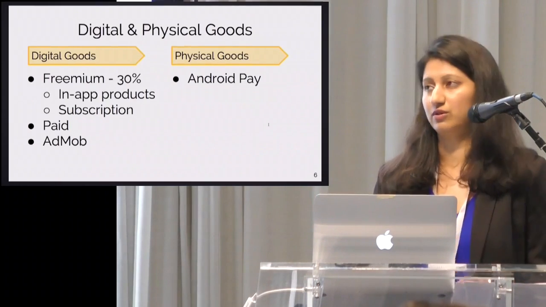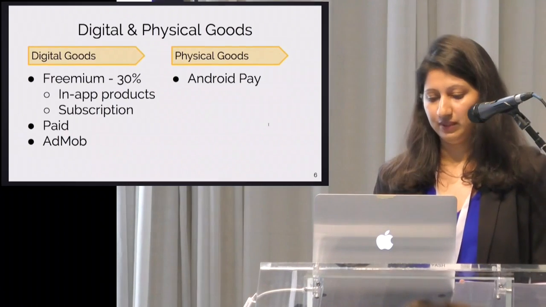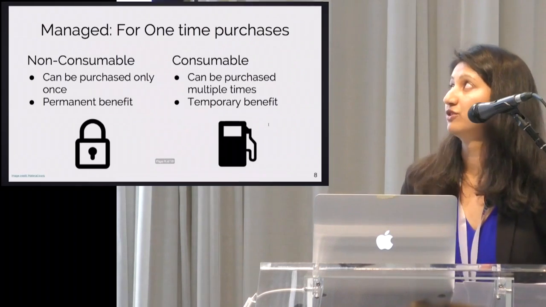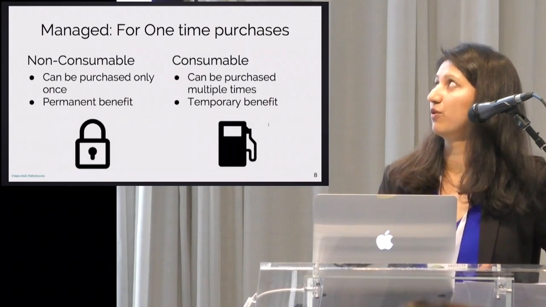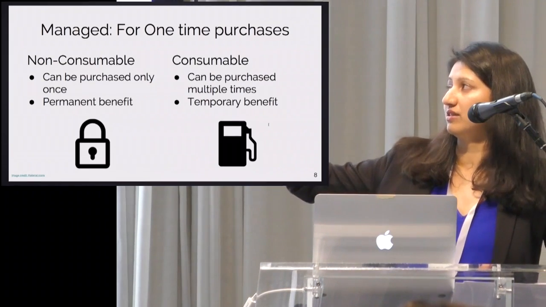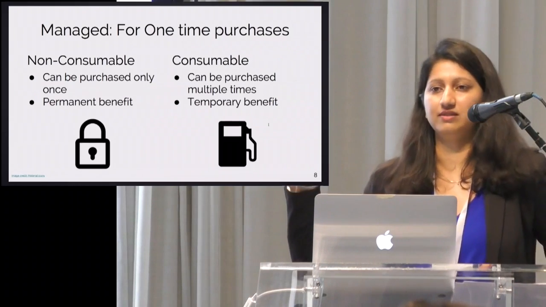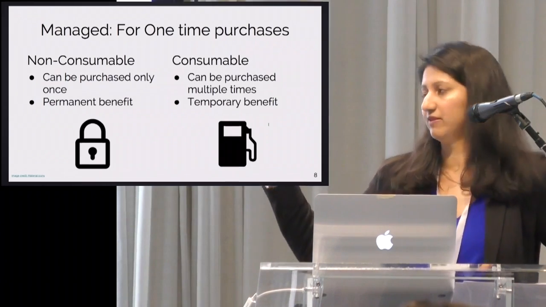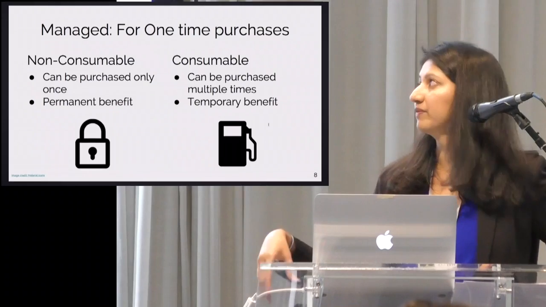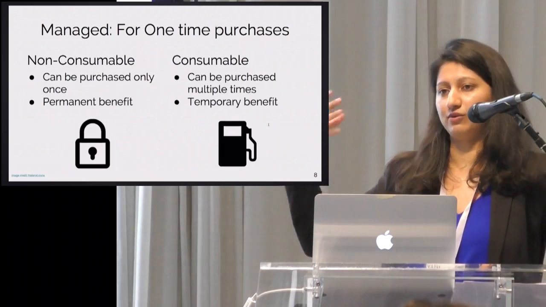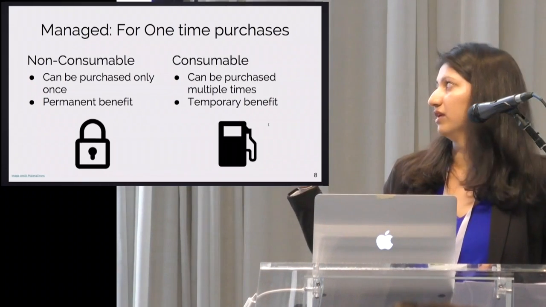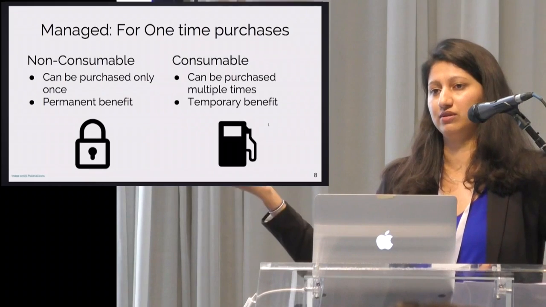The rest of this talk is going to focus on the freemium model, and we'll get started first with what kind of product types are out there. You have 2 kinds of product types, managed, which is for one-time payments, and these are further differentiated into non-consumable and consumable. Non-consumable products are something that you would purchase only once, for example, unlocking a premium level. It offers some sort of permanent benefit, and the user does not have to buy it ever again. Consumable, on the other hand, are bought once, but consumed many times. For example, in a car racing game, if your car runs out of fuel, then you can purchase fuel as many times as you want.